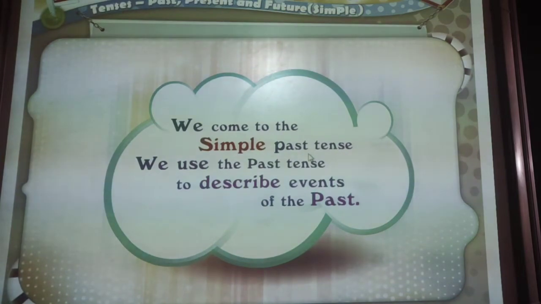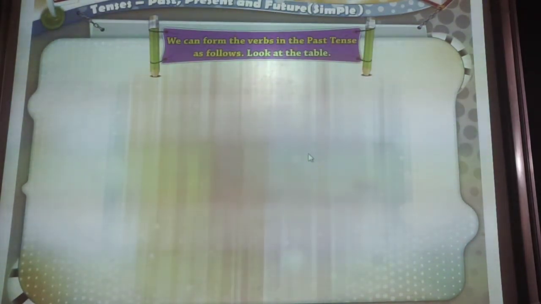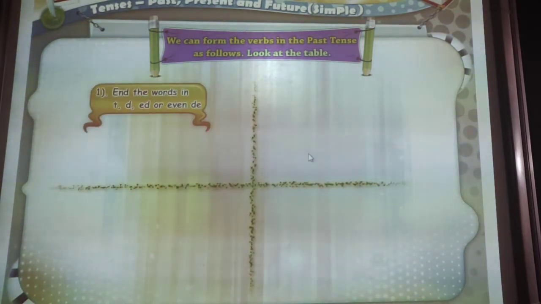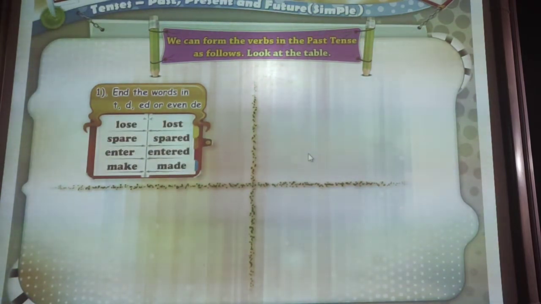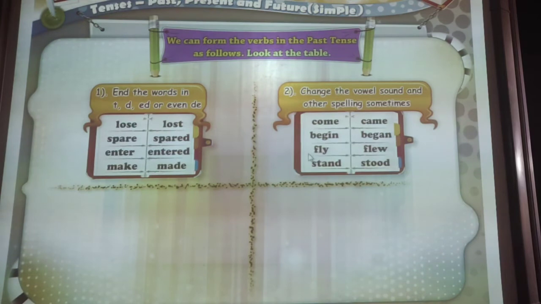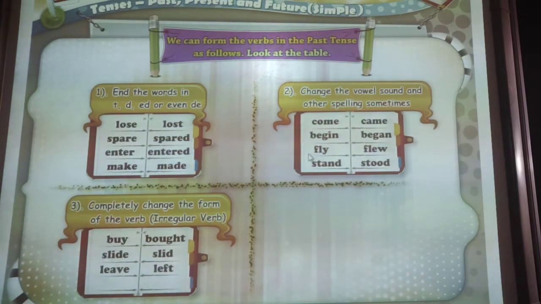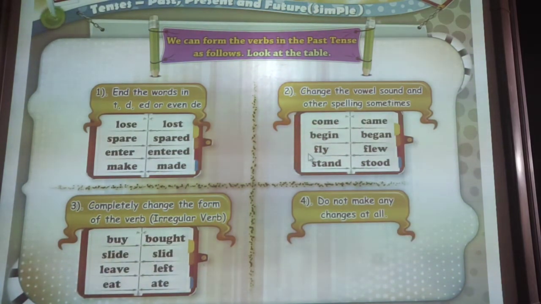Now we come to the simple past tense. We use the past tense to describe events of the past. We can form the verbs in the past tense as follows. Look at the table. 1. End the words in d, ed, or even ied, with a few changes in the spelling sometimes. 2. Change the vowel sound and other spelling sometimes. 3. Completely change the form of the verb, irregular verb. 4. Do not make any changes at all.